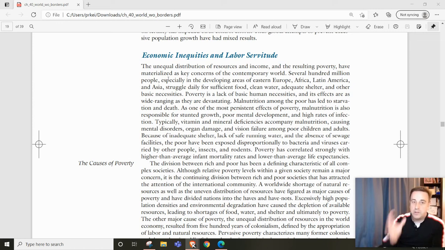All right, here we are on the third heading, global problems, something to that effect. We're on the second subheading, which is economic inequities and labor servitude.